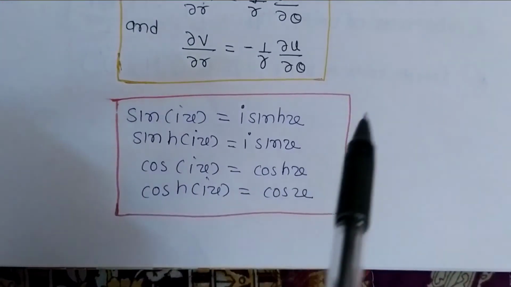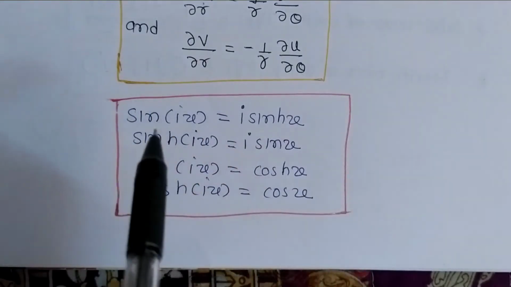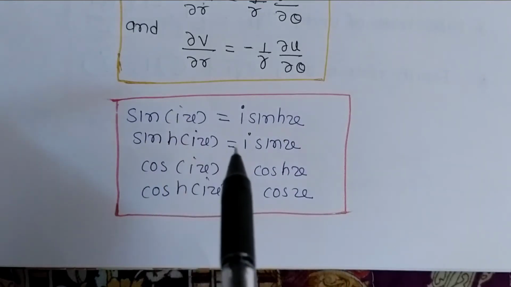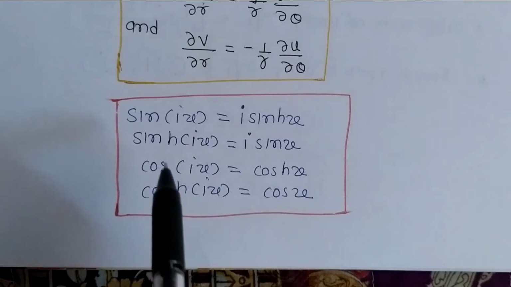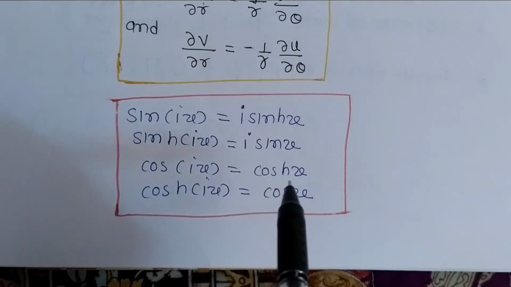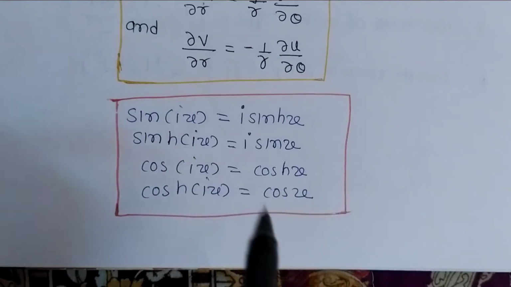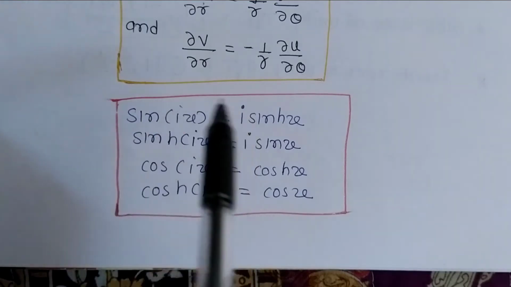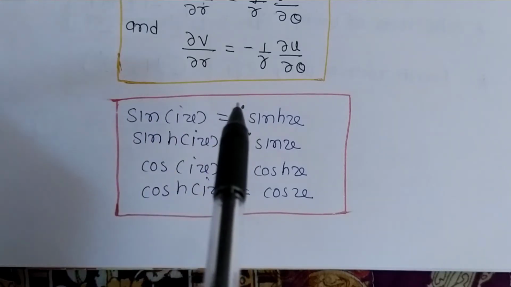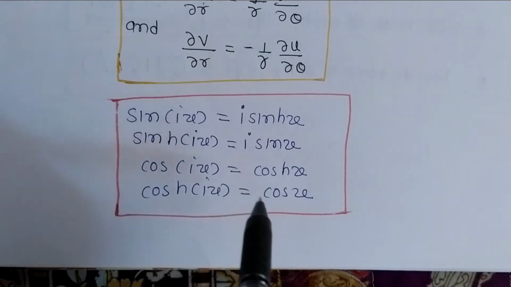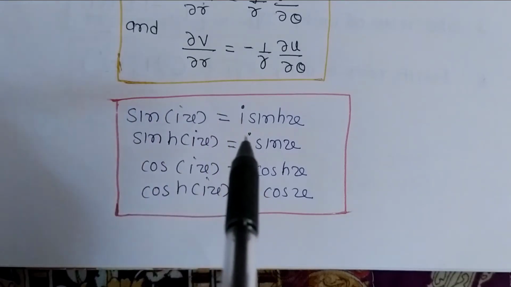Remember some formulae which are useful while solving problems: sin ix is equal to i sinh x, sinh ix is equal to i sin x, cos ix is equal to cosh x, and cosh ix is equal to cos x. Here when sin is there, then only i comes outside, multiplied. When it is cos, there is no i multiplied.